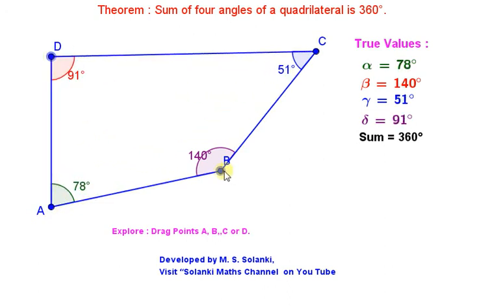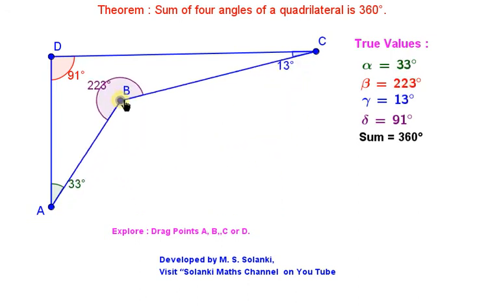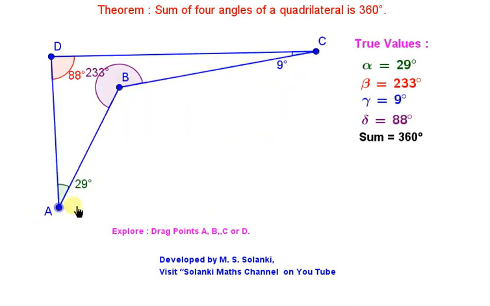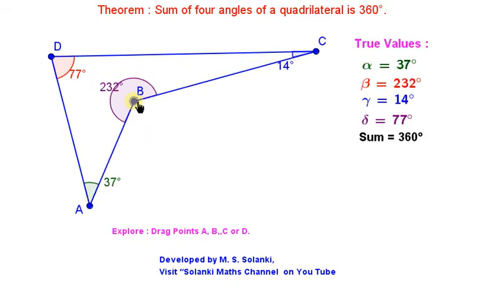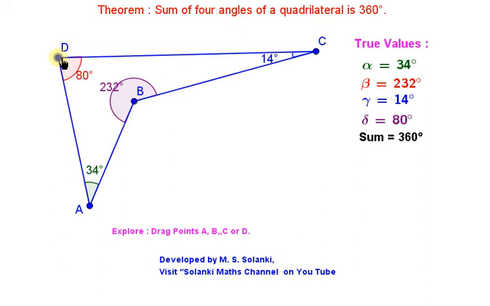Let us observe what will happen if it is like this. I am making this an acute triangle. See here, it is 14 degrees, 34 degrees, 232 degrees and 80 degrees.